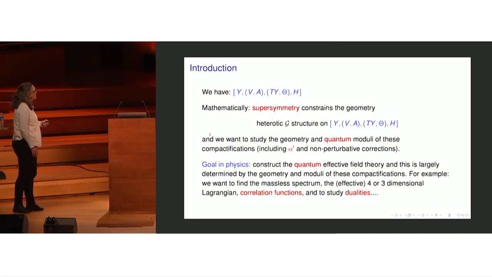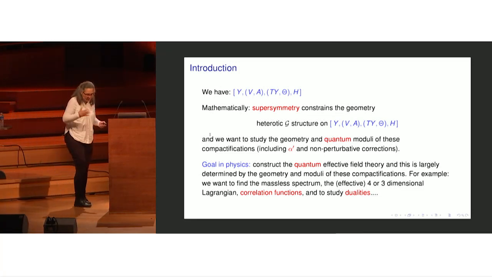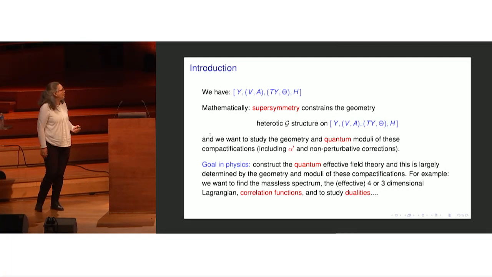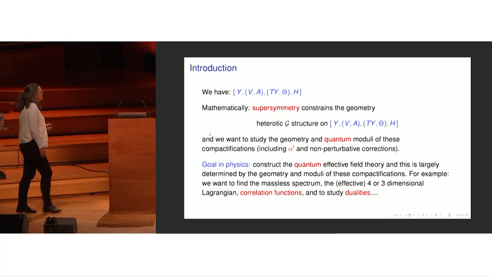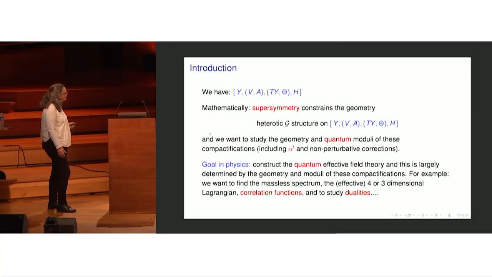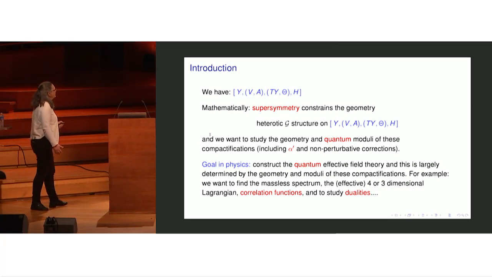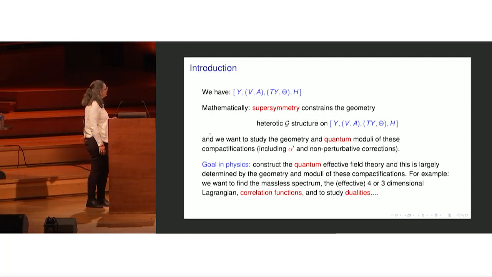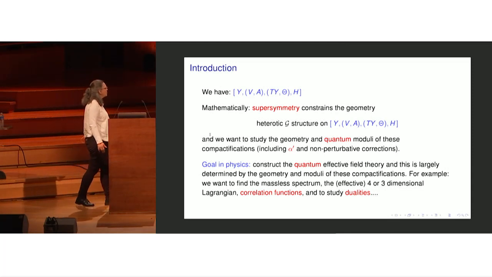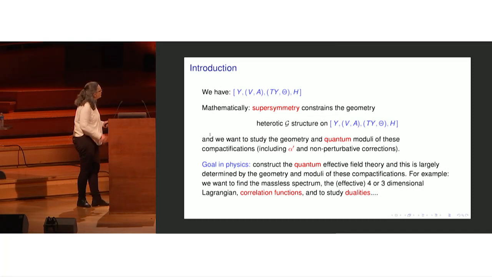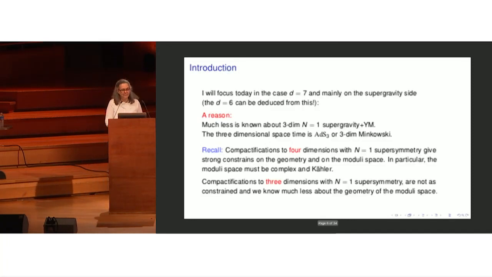And we want to study the geometry and quantum moduli space of these compactifications, including, of course, the quantum theory. We want to include alpha prime corrections and non-perturbative corrections. And the goal, of course, in physics will be to construct the quantum effective field theory, and this is largely, to some extent at least, determined by the geometry of, and moduli of these compactifications. So for example, we want to find at least the massless spectrum, the effective three- or four-dimensional Lagrangian, correlation functions, and to study dualities, etc.